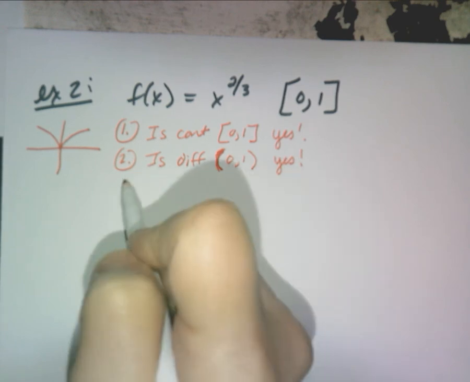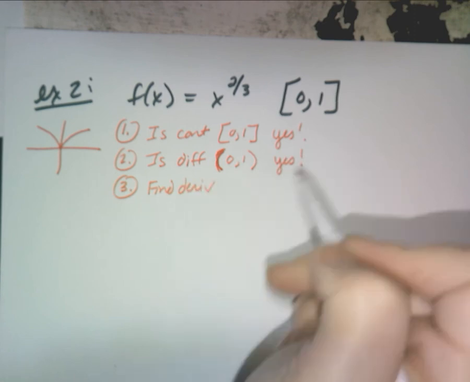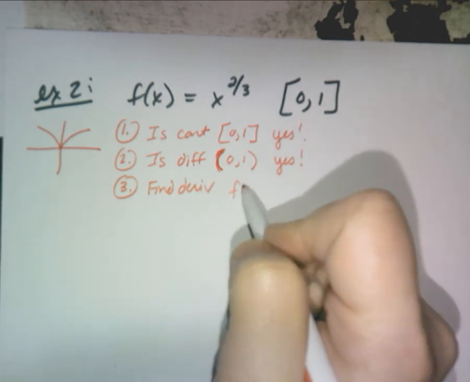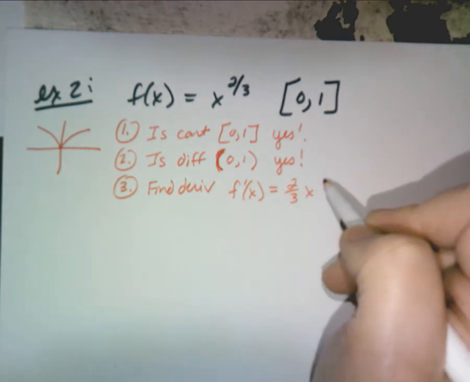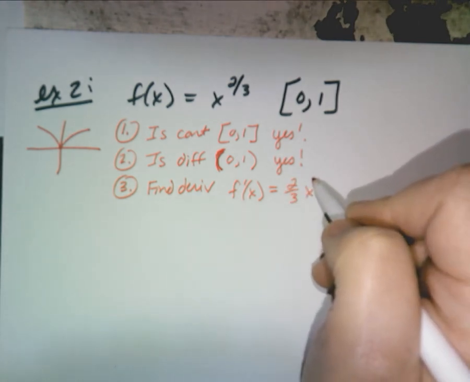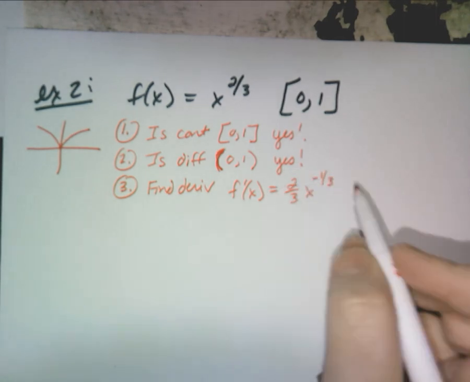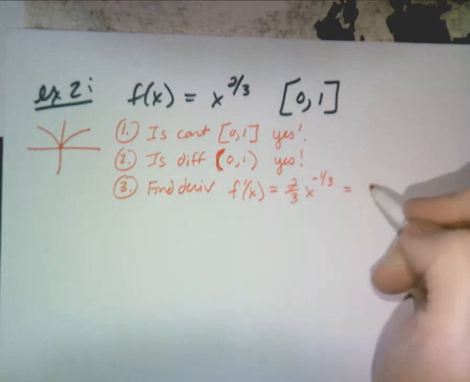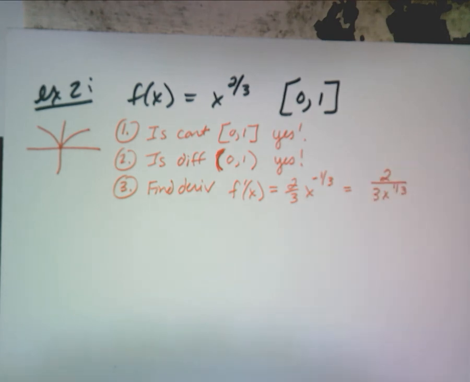All right, so then step 3, find your derivative. Because it's a yes, yes here. So what is the derivative of f of x? 2/3 x to the -1/3, right? Yeah. Okay. I do think you really should rewrite this in a correct form. So this is 2 over 3x to the 1/3. Do you all agree to that?